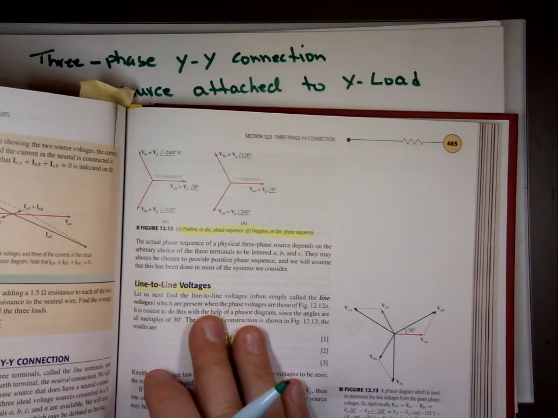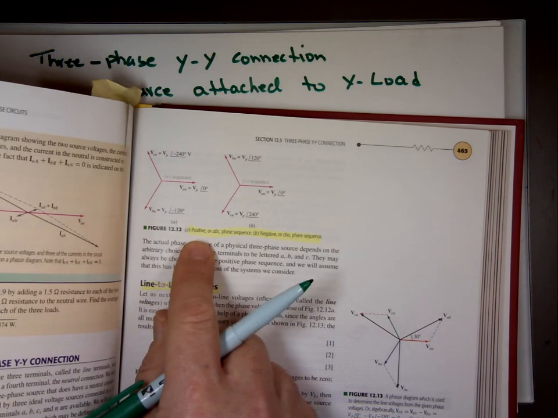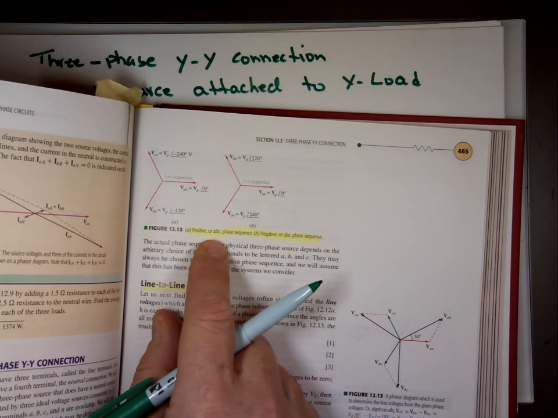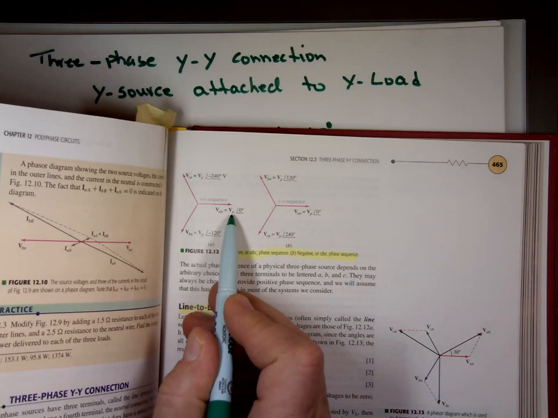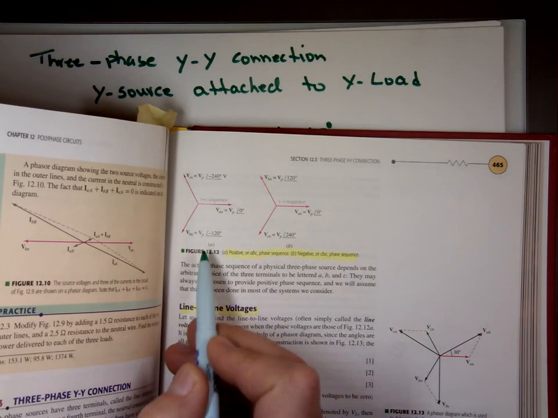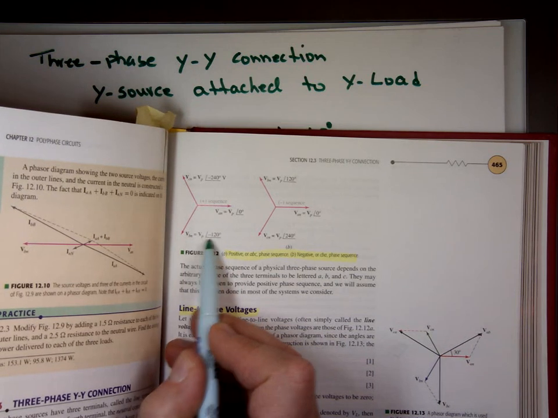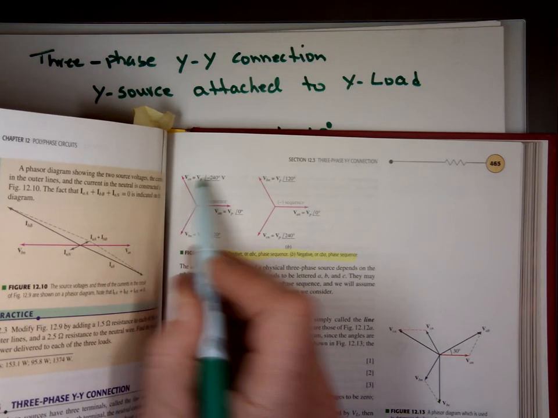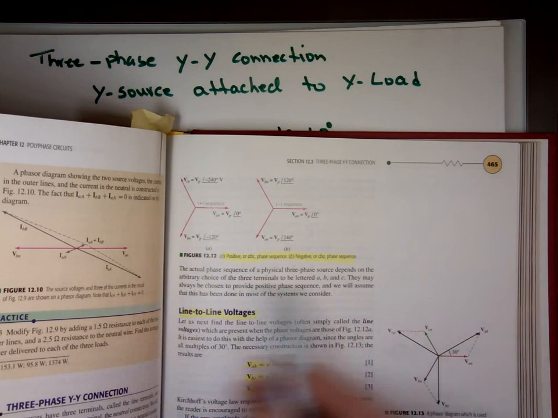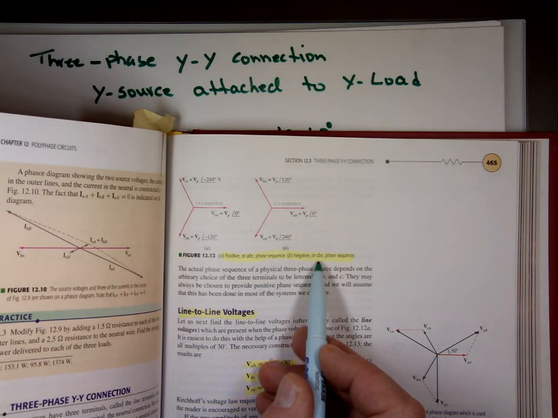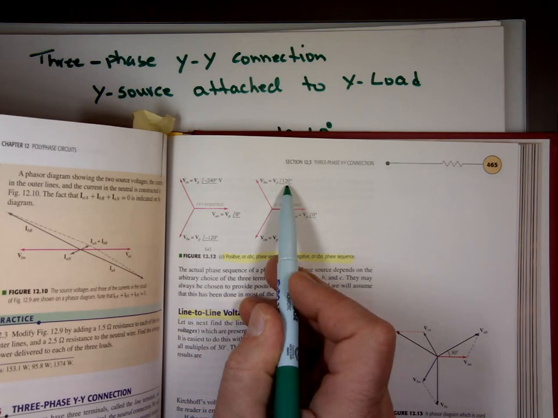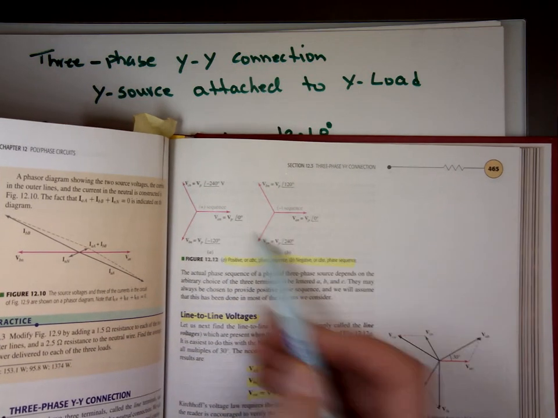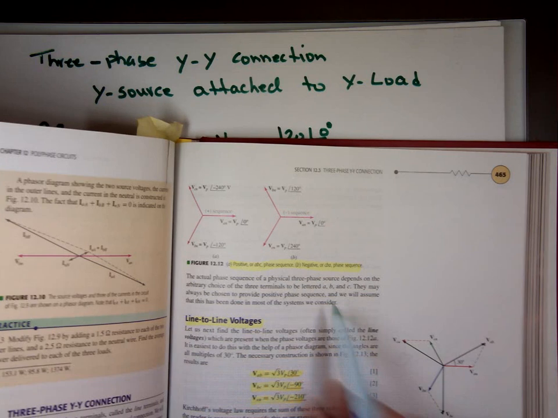And notice there's a nice picture of that. A positive or ABC phase sequence is picture A. VAN is VP angle 0, VBN is negative 120, and VCN is negative 240. It's like you're going clockwise. If it's a negative or CBA phase sequence, VAN is 0, this one is plus 120, and this one plus 240. You're going counterclockwise.